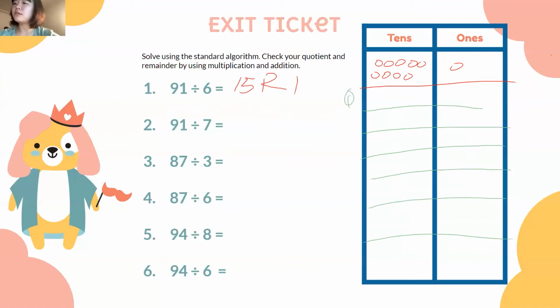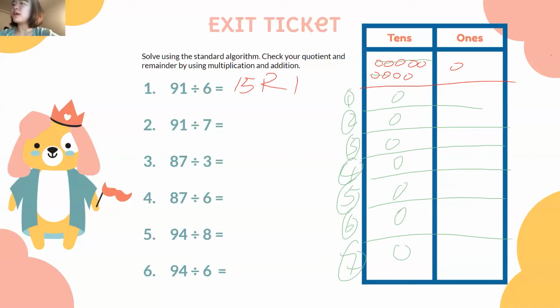This 1, 2, 5, 6, 7 group. Okay, and start from the larger units. What's 9 divided by 7? So each group we can give 1 ten to. So we can cross out 1, 2, 3, 4, 5, 6, 7. And we have 2 remainder, like 2 tens remainder.